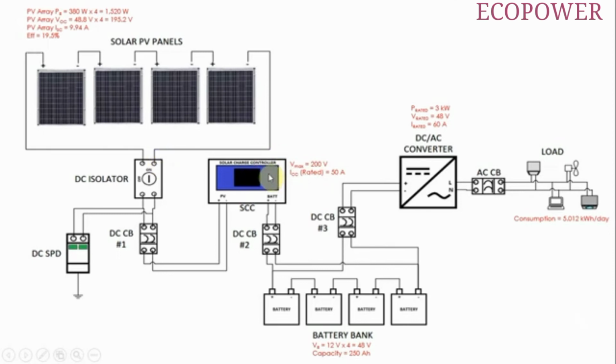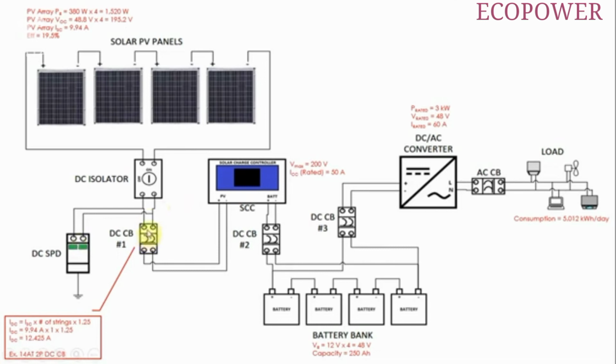Now that we have all the values of our major components, we shall now move to calculating our circuit breakers. For the DC circuit breaker number 1, at the output of the solar PV array, we can calculate this by multiplying the short circuit current, 9.94 amps, by the number of strings times 1.25. So the DC current flowing through this would be around 12.425 amps.